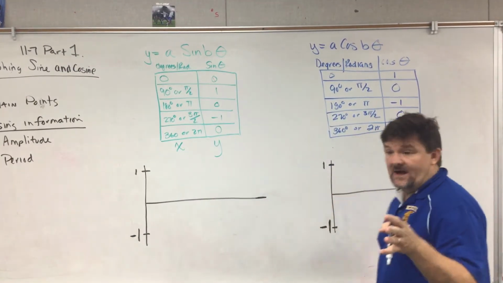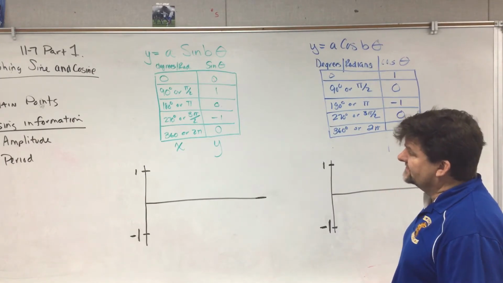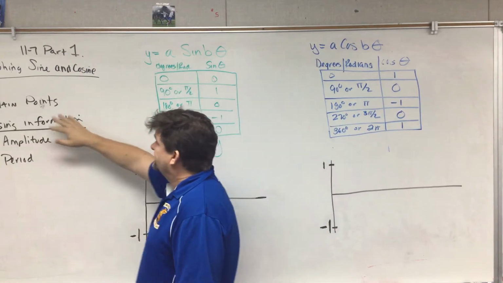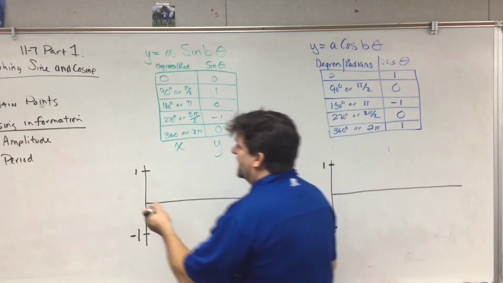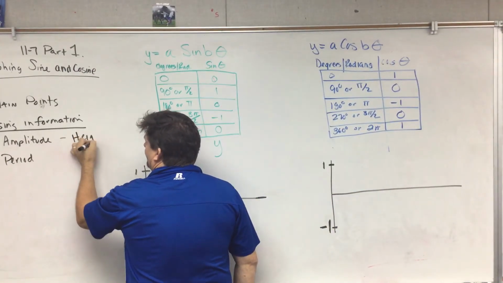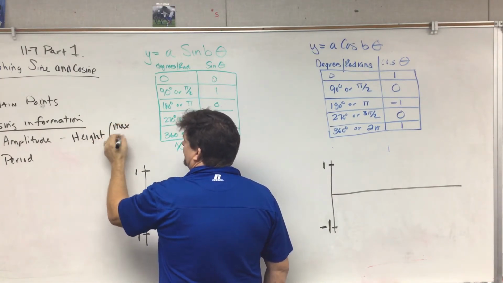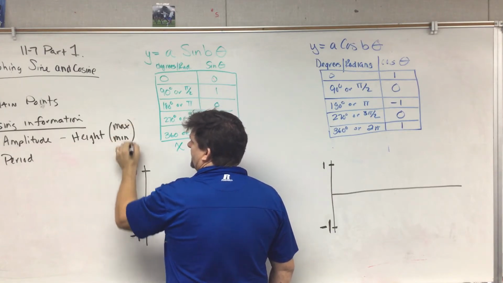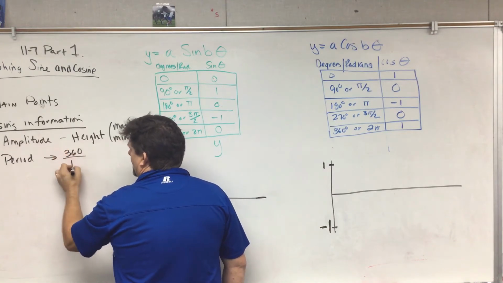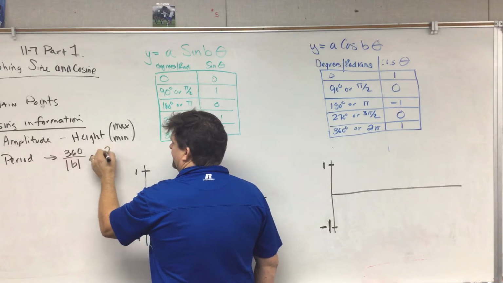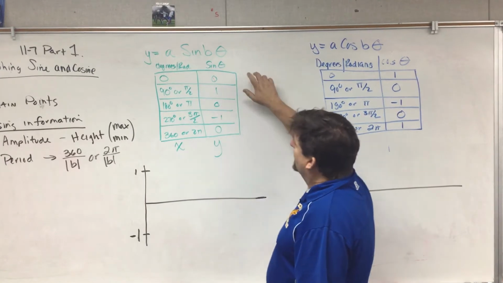Okay, so if you want to stop it, I would stop and write this information down because I'm going to explain it to you guys here real quick. We're going to go over the main points of sine and cosine, and then use the amplitude, and the amplitude is the height. That is for maximums and minimums. And then the period is going to be 360 over b, or 2 pi over b. So those are the two formulas that we're going to be working with.